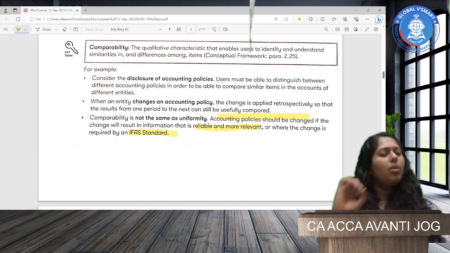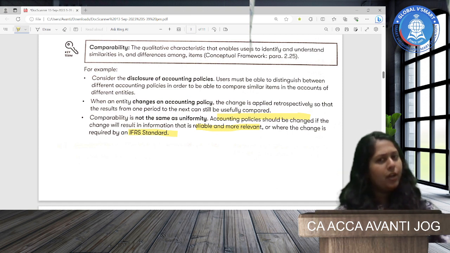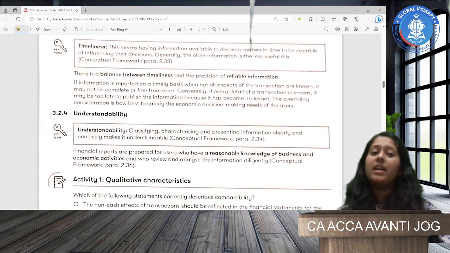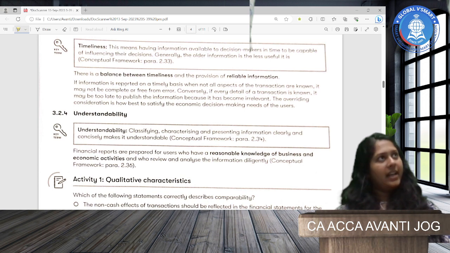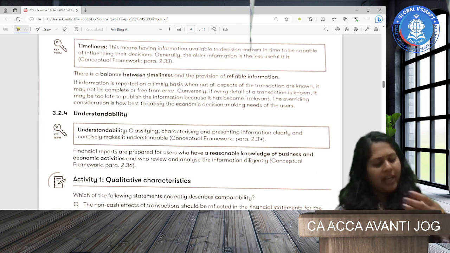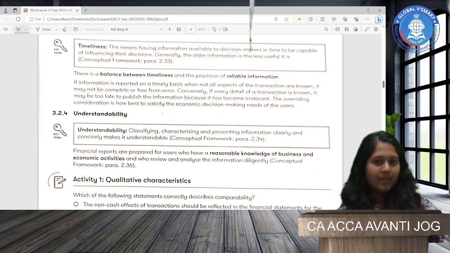Verifiability is to make sure that all the information that you have explained has documentary evidence, documentary support. It can be cross-checked, all right? And timeliness: you cannot justify it if the financial statements of 2021 are given to the users in 2023. You need to make sure that you finalize the financial statements within a reasonable time. That does not mean you rush through it. You have to have a balance between reliable information and timeliness, right?